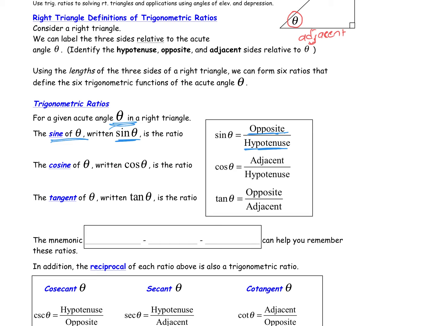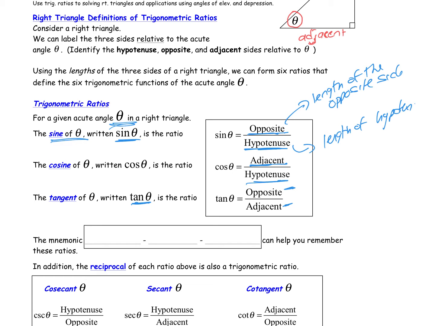Cosine theta is defined as the ratio of the length of the adjacent side over the length of the hypotenuse. And tangent of theta, which is written as tan theta, as abbreviated, is the ratio of the length of the opposite side over the length of the adjacent. So when we say opposite, that really means length of the opposite side. And when we say hypotenuse, that means length of hypotenuse. Okay, so we're talking about ratios of lengths of sides of right triangles.